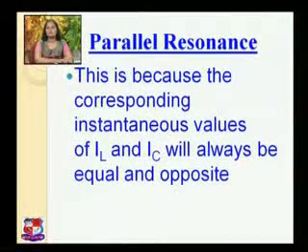This is because the corresponding instantaneous values of IL and IC will always be equal and opposite. As we draw a vector diagram, your IL and IC are in opposite directions. If you find the value of IL and IC at any instant, the values of these two currents are equal and opposite at each and every instant, so the net effect is equal to 0 because they cancel out the effect of each other. So the net effect of IL and IC will be 0.